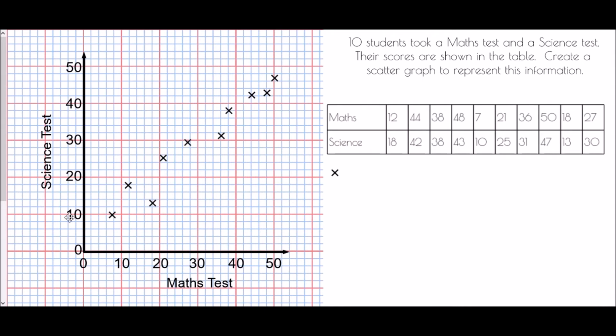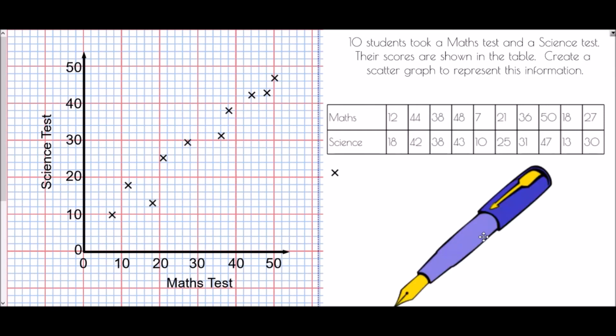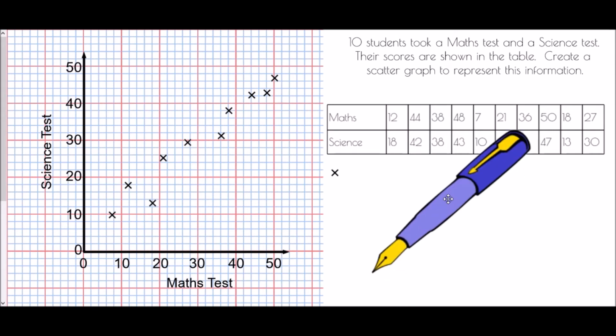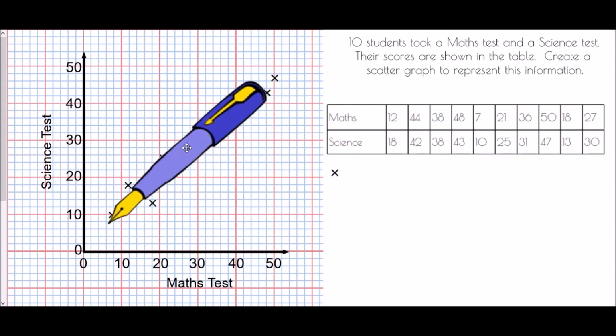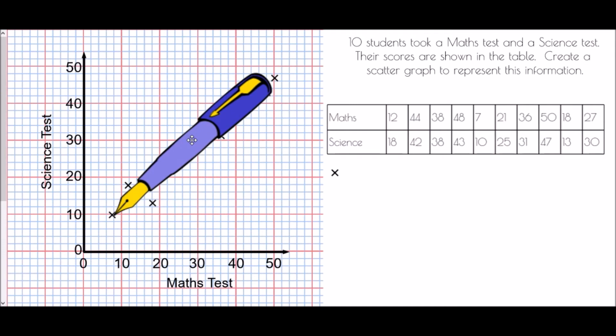Now, a line of best fit, I'm going to give you a little trick here. If you want to find a line of best fit, what you want to do is take your pen and just lie it down on your diagram. And as you do that, if you can manage to cover over the vast majority of the points, which we have done here, then you're in position to draw yourself a line of best fit.